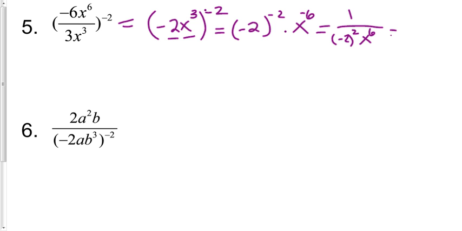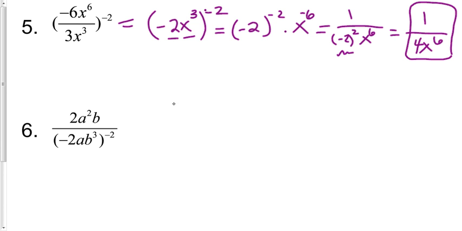So now my final answer, this part here needs to be simplified. -2 squared means -2 times -2, so that's +4, and I get 1 over 4x to the 6th. That's my final answer. Okay?